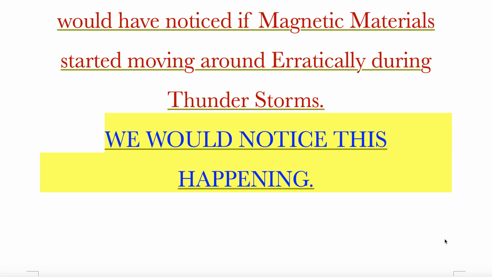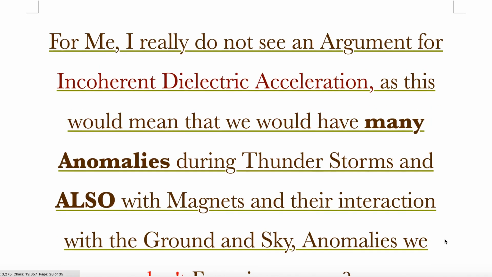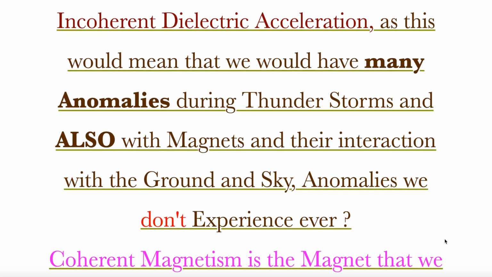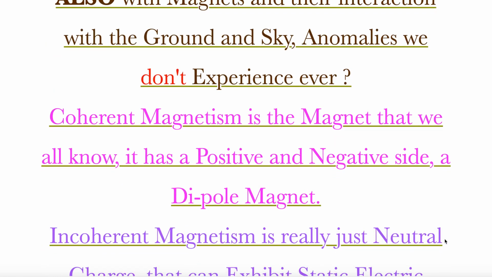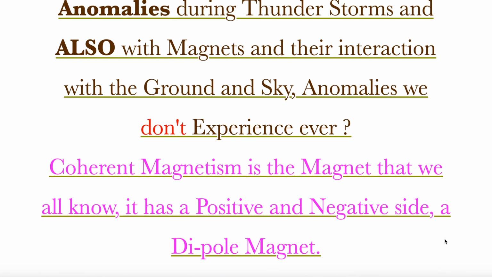If this is a real thing, this should be something that's noticeable during a storm, because it's supposed to be a big negatively charged thing. The Earth is supposed to be negatively charged. So there should be some kind of erratic, crazy behavior with magnets at least, but we don't see that that I'm aware of. For me, I really do not see an argument for incoherent dielectric acceleration, as this would mean that we would have many anomalies during thunderstorms, and also with magnets and their interaction with the ground and sky, anomalies we don't experience ever.